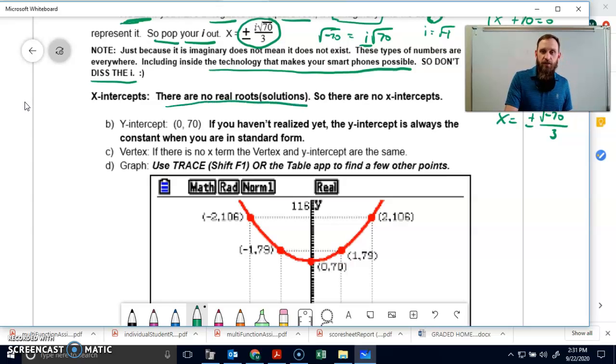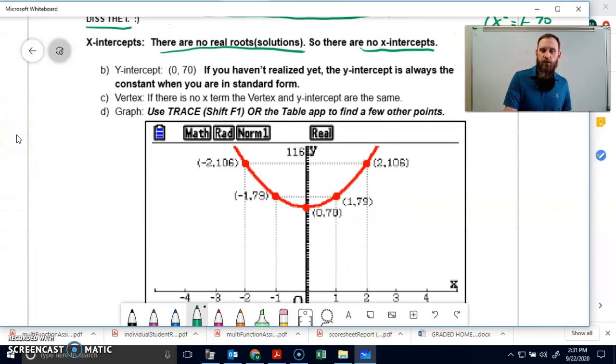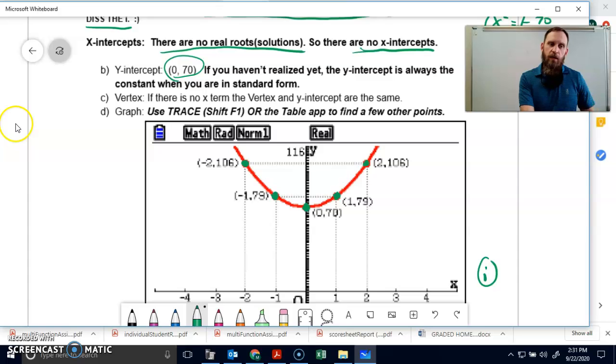X-intercepts, if it's imaginary, there are no x-intercepts. It never crosses the x-axis. Take a look at my graph here. You can see this graph will never hit the x-axis. That's why they came out as imaginary, because they don't exist. There are no x-intercepts. The y-intercept and the vertex are 0, 70. So how do I get some more points? Well, we just use the table app or the trace feature like we did last week, just to get a few more points to fill in the gaps, and then draw your function using whatever scale you think is appropriate on the y-axis. Okay?